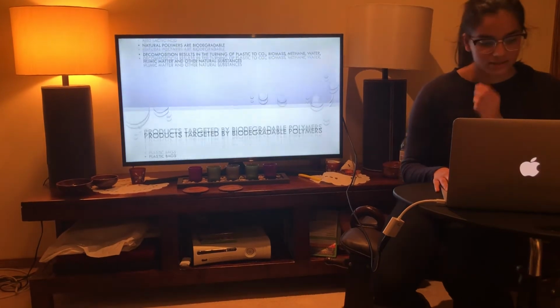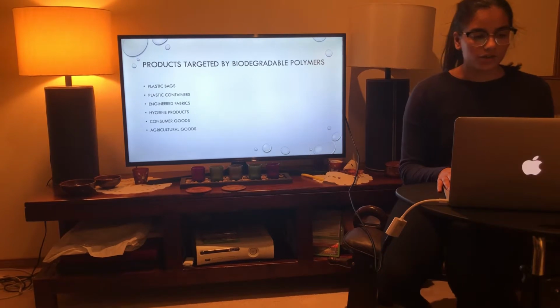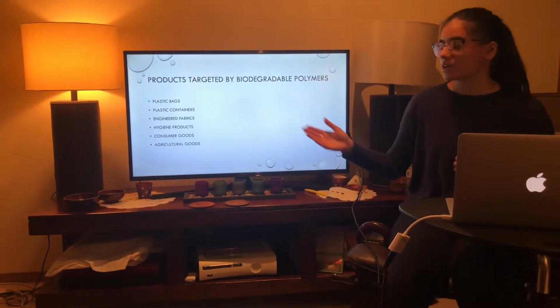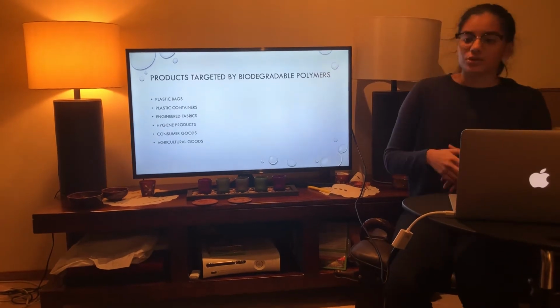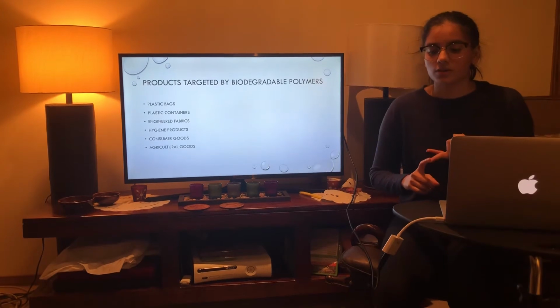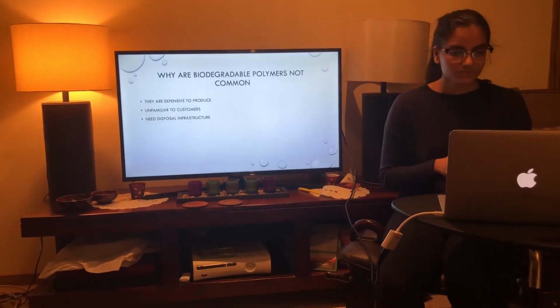very natural products. So there are obviously certain products that are targeted directly by biodegradable polymers, and these would be your plastic bags, plastic containers, engineered fabrics, hygiene products such as baby diapers, consumer goods, which would be your cutlery, fast food cutlery, or egg cartons, and agricultural goods such as planters.